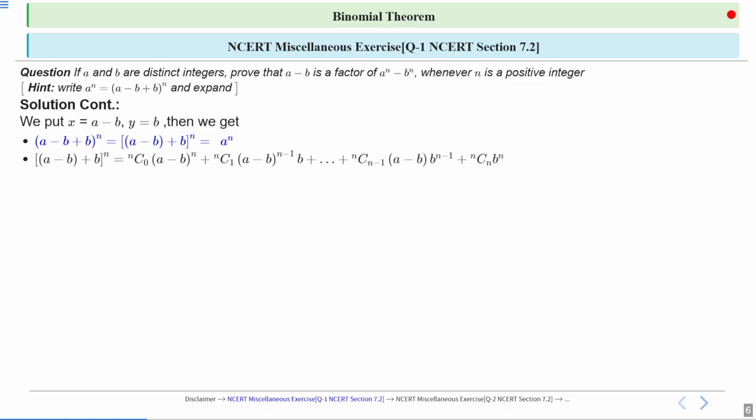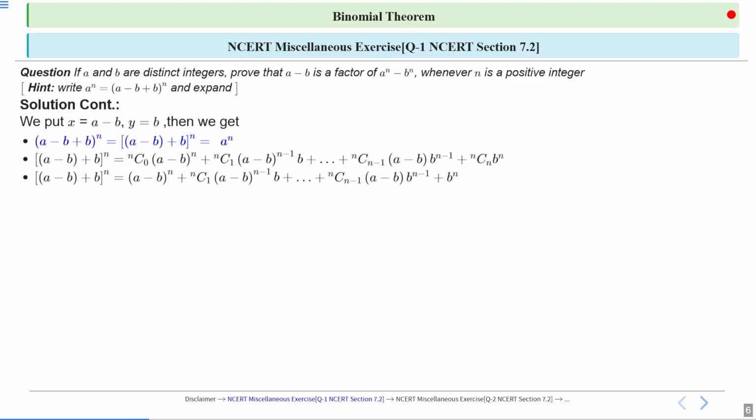Now we expand (a minus b plus b) whole to the power n by using binomial theorem. This gives us a series of terms: n choose 0 (a minus b) whole to the power n plus n choose 1 (a minus b) whole to the power n minus 1 times b plus ... plus n choose n minus 1 (a minus b) times b to the power n minus 1 plus n choose n times b to the power n.